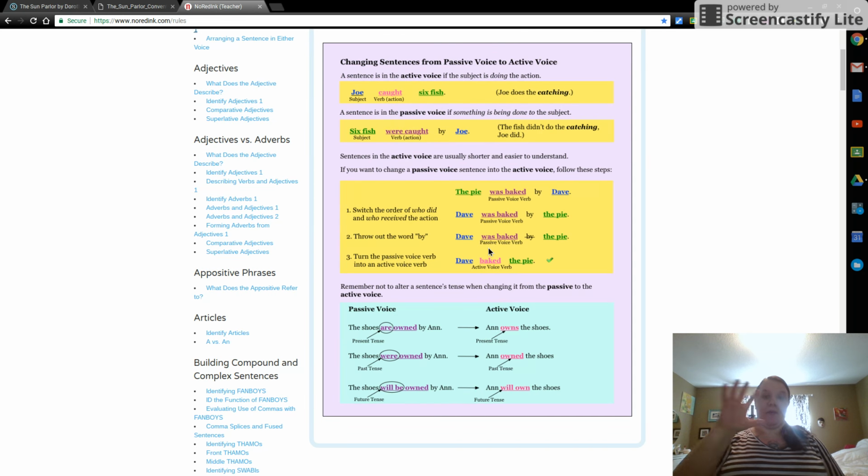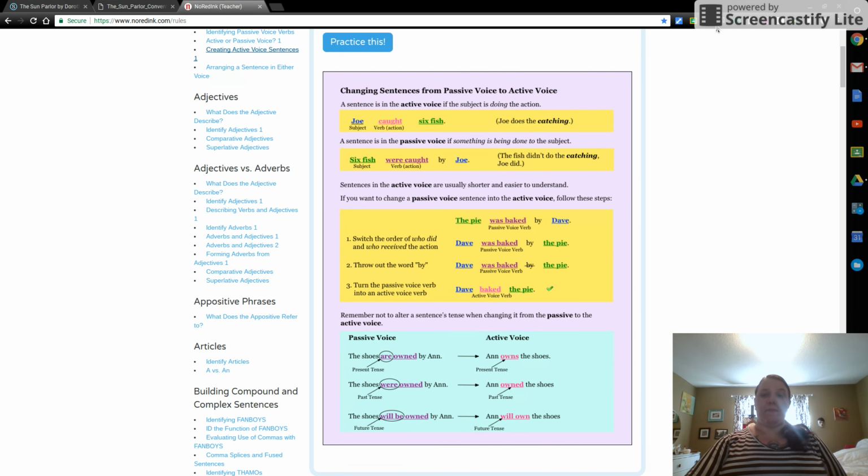This is where we rearrange things, right? We move the doer to the front of the sentence and the subject having something done to it later on in the sentence. And we also drop all those little helpy verbs you can see here, are and were and will be, because we don't need them when we go to active voice. I hope that makes some sense.